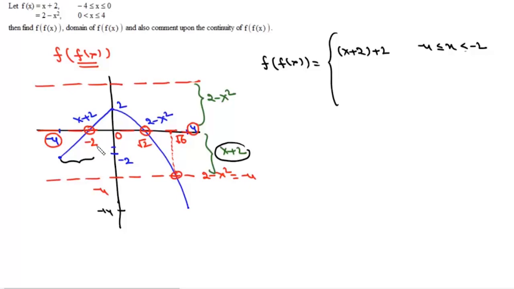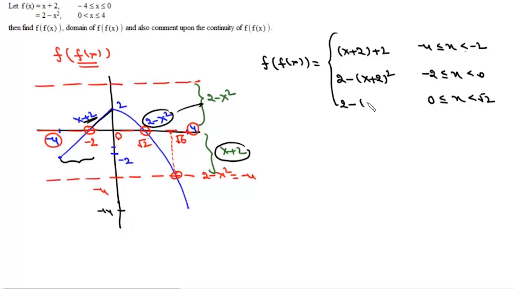Now the next interval is between minus 2 and 0. So when x lies between minus 2 and 0, again this definition is x plus 2. Now it will go to this 2 minus x square. So it will be 2 minus x plus 2 whole square. Now the next one is from 0 to root 2. So when x lies between 0 and root 2, the definition here is 2 minus x square, and we'll go to this definition. So it'll be 2 minus x whole square.